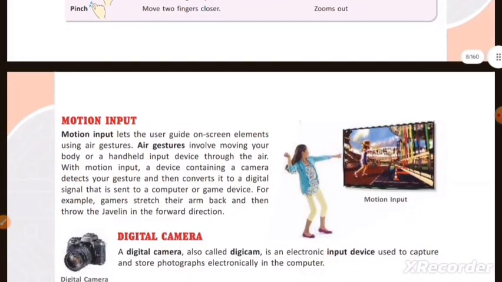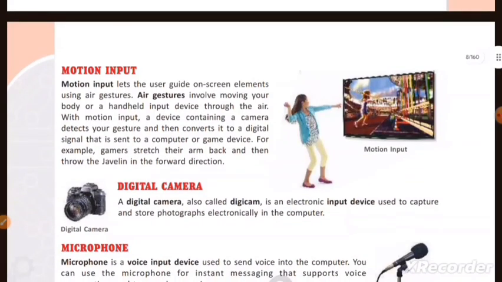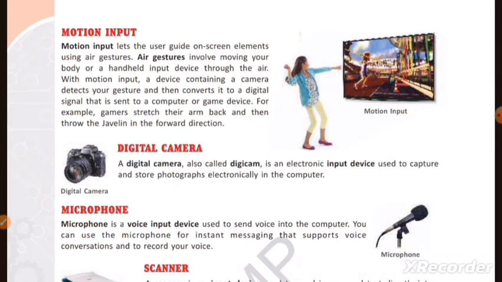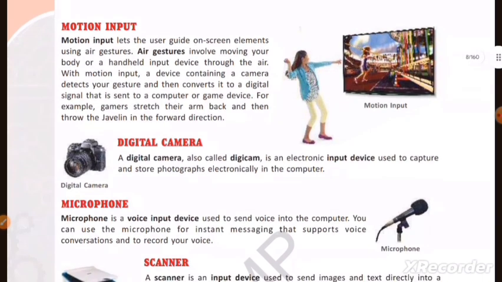Now the next input device is motion input. Motion input lets the user guide on-screen elements using air gestures. Air gestures involve moving your body or a handheld input device through the air. Motion input basically means moving your body parts so that the pointer on the screen also moves according to the gestures, air gestures.